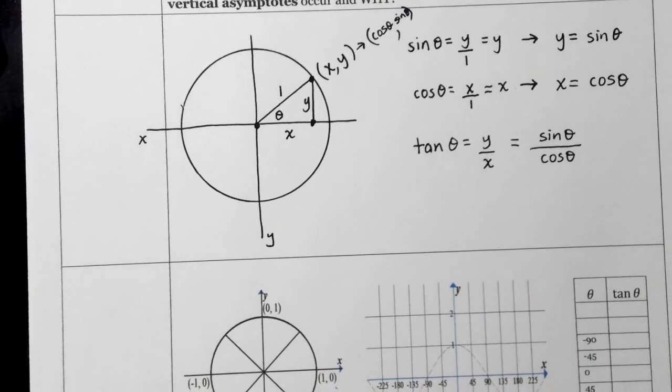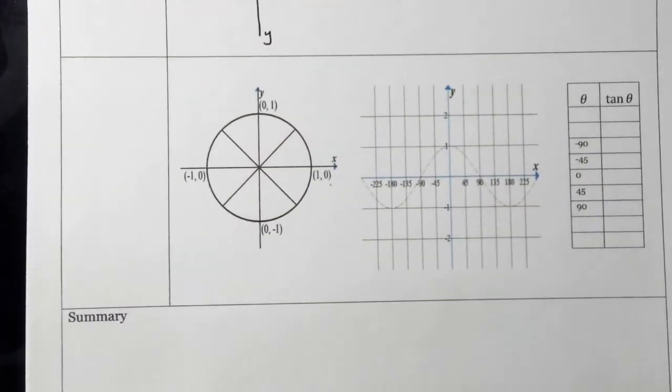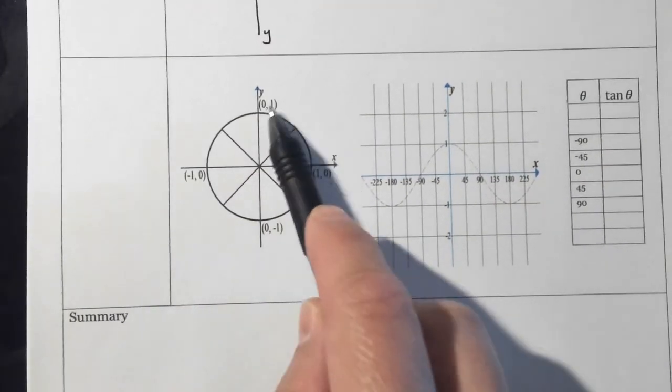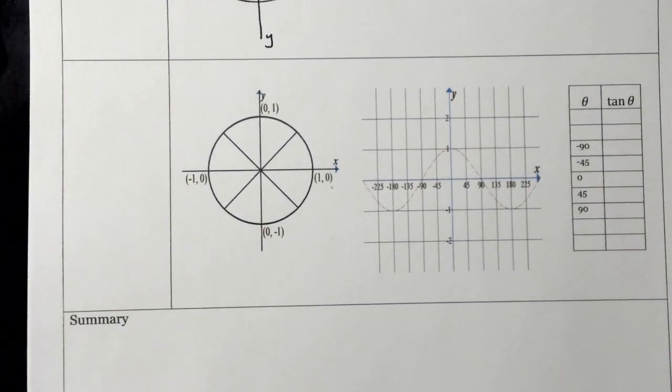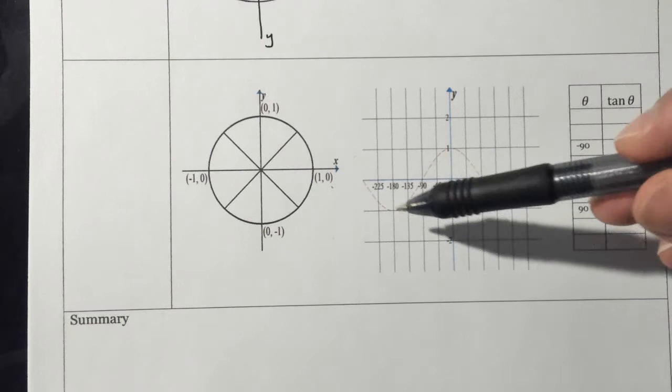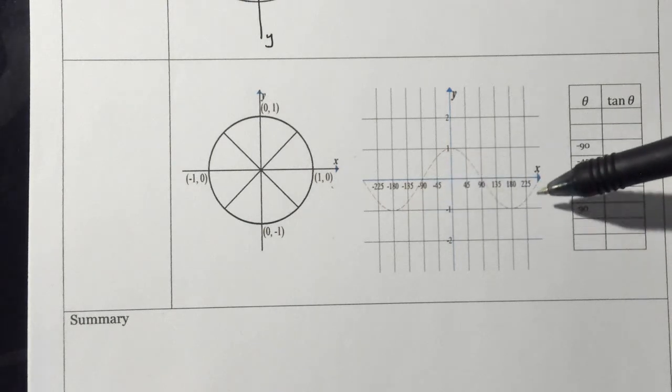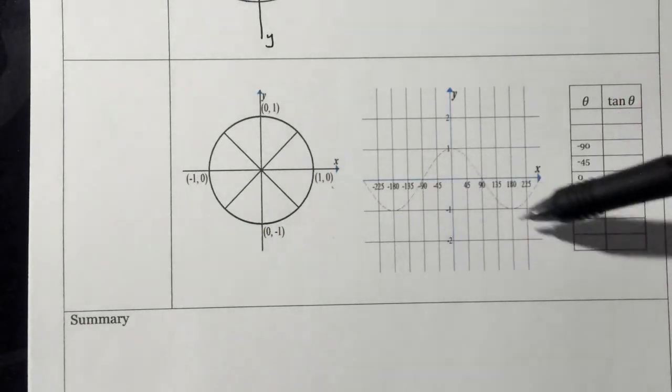Okay, so here we go. Tangent. Unit circle. I'm only highlighting the critical points, the corners of the circle, if you will. And down here, take a look at that. Are you looking at sine or are you looking at cosine?